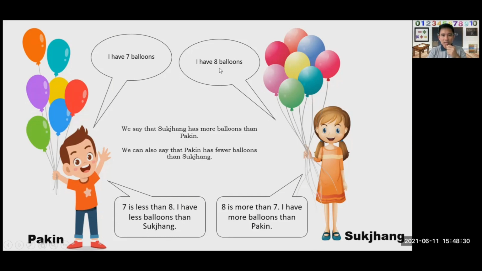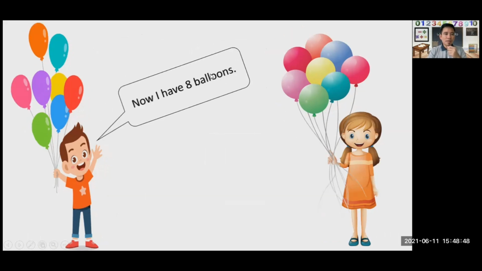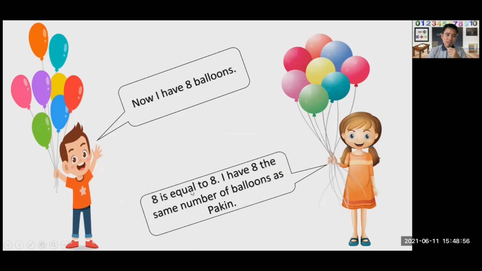Why? Because Sokjang has eight. And we can also say that Pakin has fewer balloons than Sokjang because Pakin has seven balloons. So fewer, eight is more. Now here, Pakin says, now I have eight balloons. And then Sokjang says, eight is equal to eight. I have eight, the same number of balloons as Pakin. That means equal, okay? The same, equal.